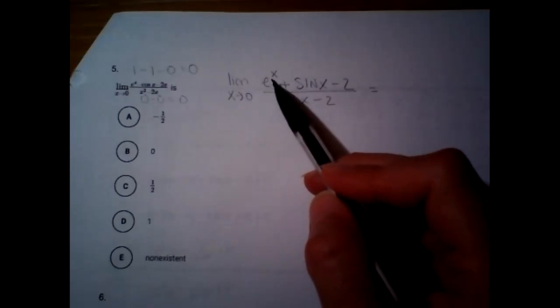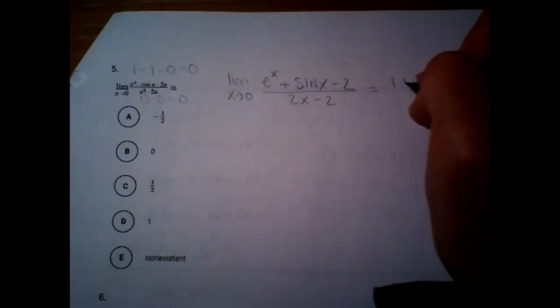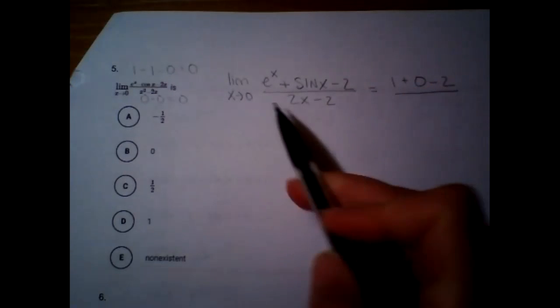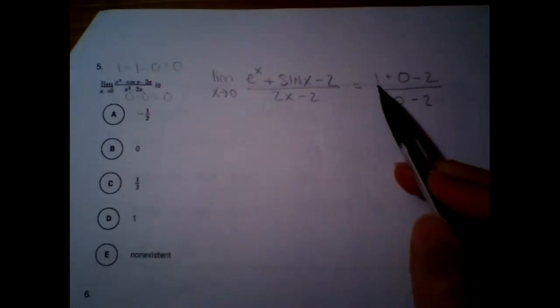Let's see. E to the 0 would be 1. Sine of 0 would be 0. And then minus 2. And then down here we'll have 0 minus 2. So that numerator is -1 and the denominator is -2, so positive 1/2. So that one is C.